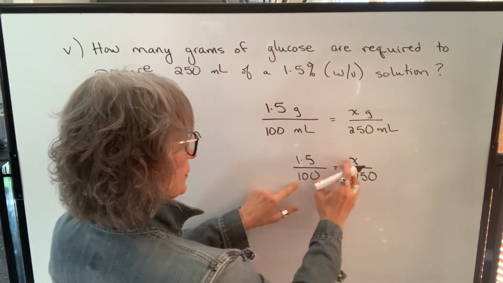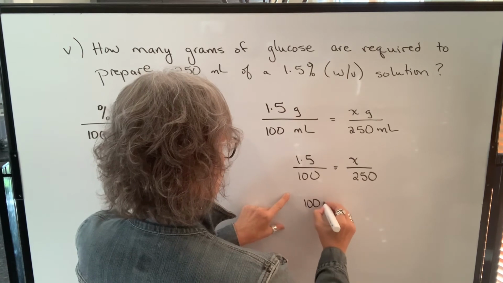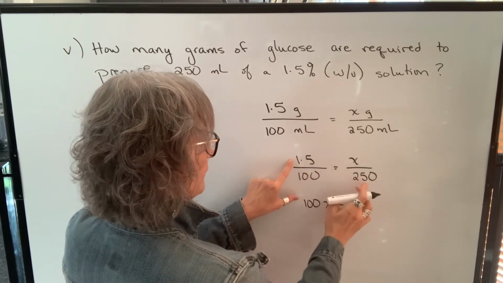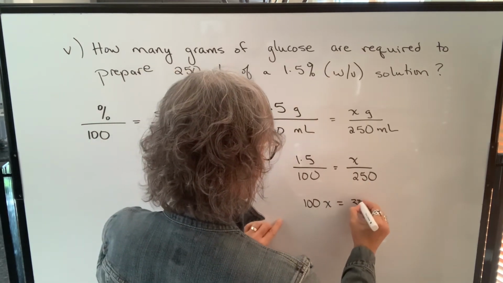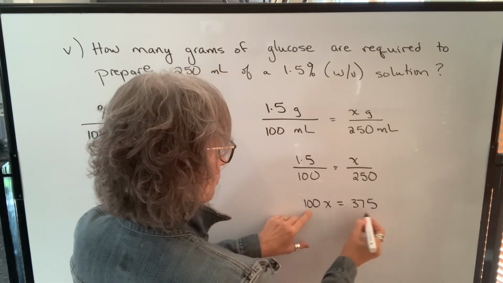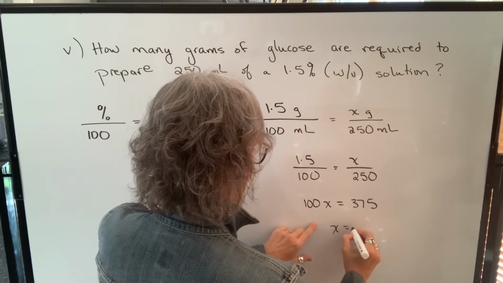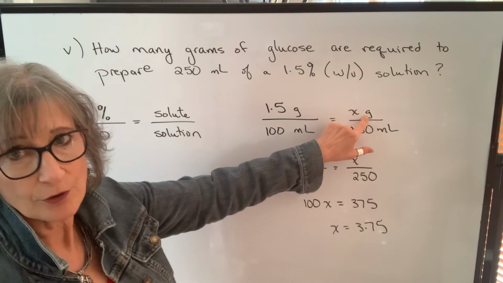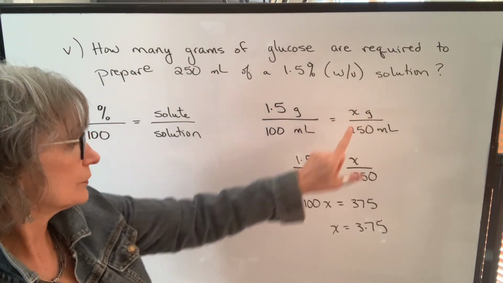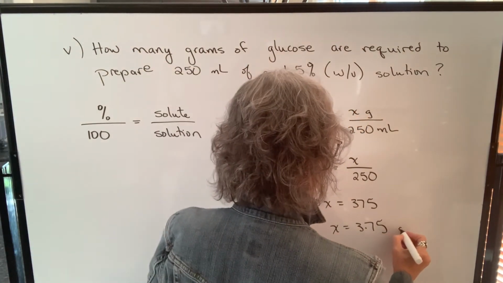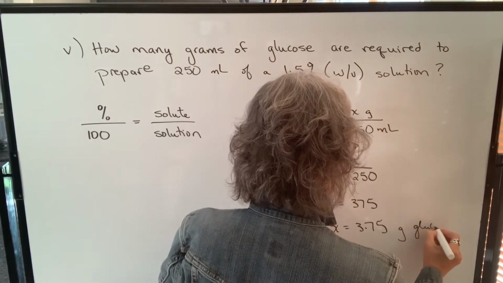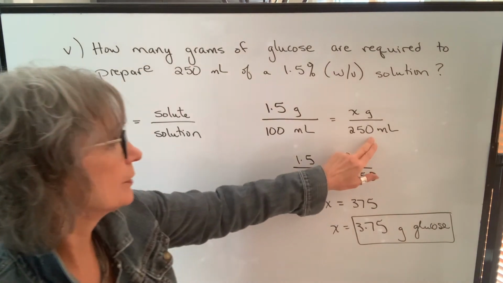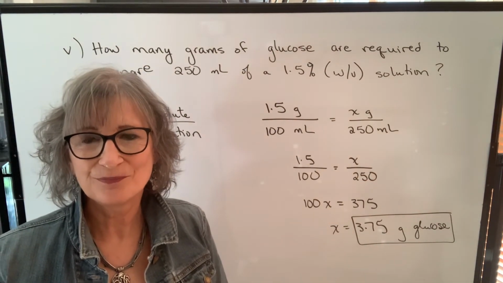Cross multiply 100 times x will equal the product of this diagonal, 1.5 times 250 is 375. Divide both sides by 100, and x will equal 3.75. X represents the grams of our solute, which is glucose, so we need 3.75 grams of glucose to make 250 milliliters of solution.